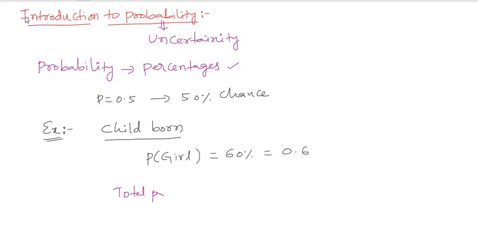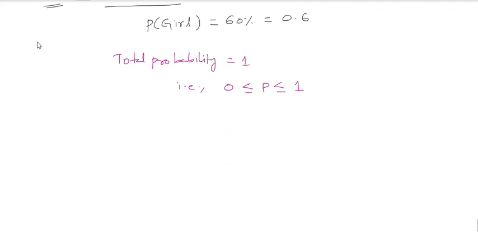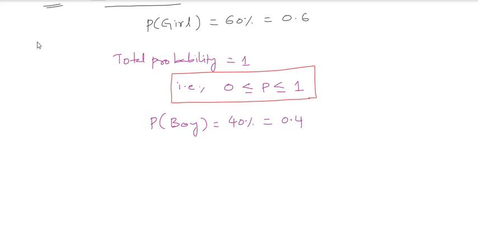Always the total probability is equal to 1. Am I right or not? So the probability lies between 0 and 1, that is 0 is less than or equal to P is less than or equal to 1. Suppose I want to calculate the probability of a boy. You know 100% will be there, and the remaining is 40%, which is 0.4. That is the reason the total probability is 1, which is the sum of all the probabilities.